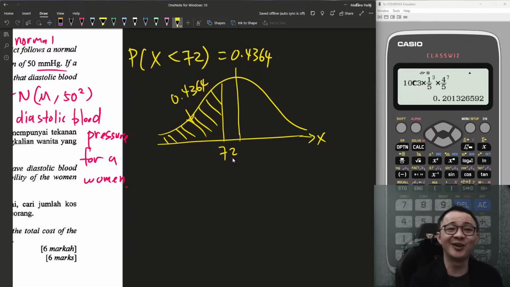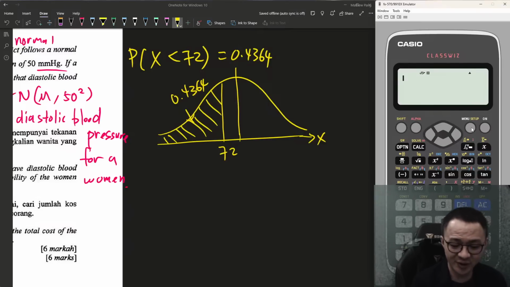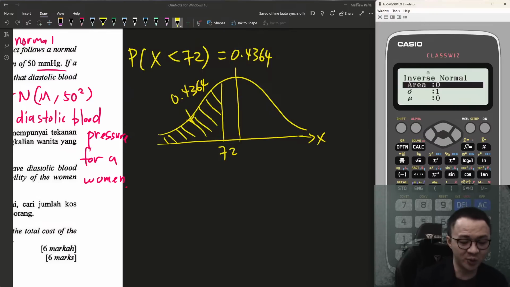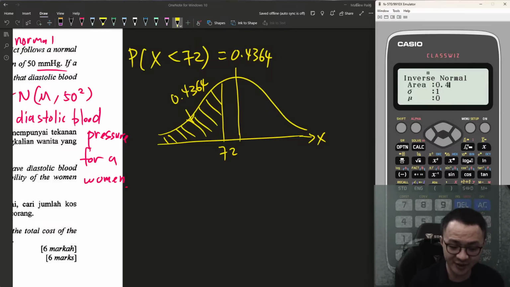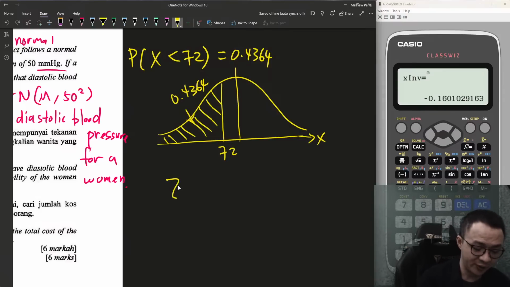Depending on how you want to do this question, if you are using a calculator like mine, you can straight away go to inverse normal to find the exact value. So I go into the calculator and look for inverse normal. This inverse normal is to the left hand side, like I always say. So I straight away insert the value, and I find the Z score is negative 0.16.